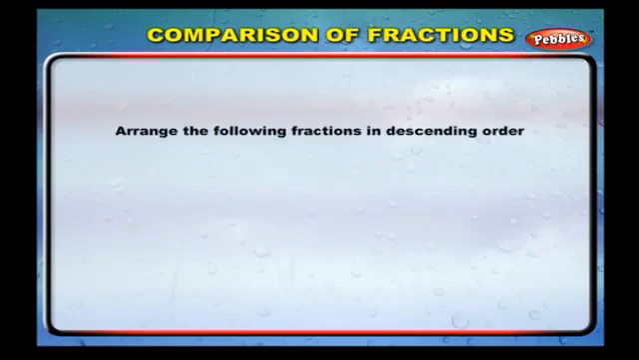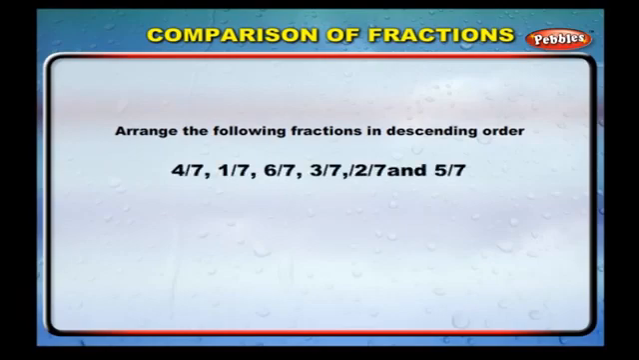Arrange the following fractions in descending order. The given fractions are 4 by 7, 1 by 7, 6 by 7, 3 by 7, 2 by 7, and 5 by 7. Let us now arrange them in descending order, that is, from the greater number to the smaller number. As the denominators in all the fractions are the same, let us compare the numerator alone.